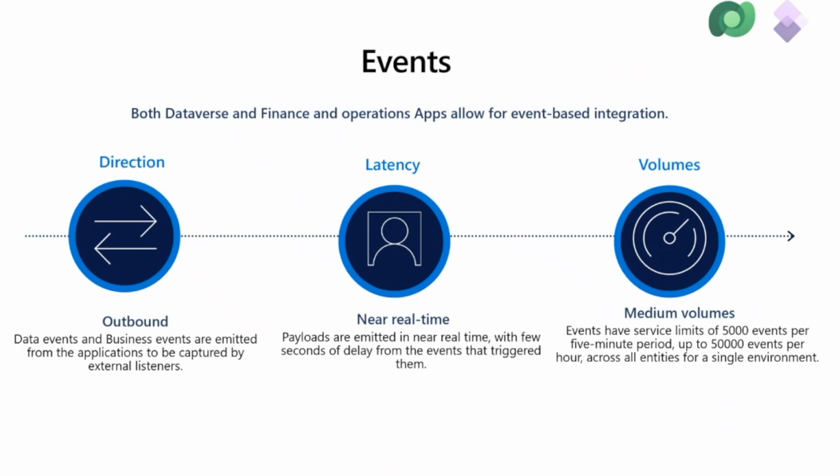For data integration scenarios, you can use data events. These are events that are based on changes to data in finance and operation apps. All of the standard and custom entities in finance and operation apps that are enabled for OData can emit data events. You can activate an event from the data event catalog in F&O and associate it with an endpoint. The functionality of data events supports a burst rate of 5,000 events per 5-minute period, up to 50,000 events per hour across all of the entities for the environment. Finally, on this slide, data events and business events complement each other, and you can use both of these to deliver on your specific requirements.